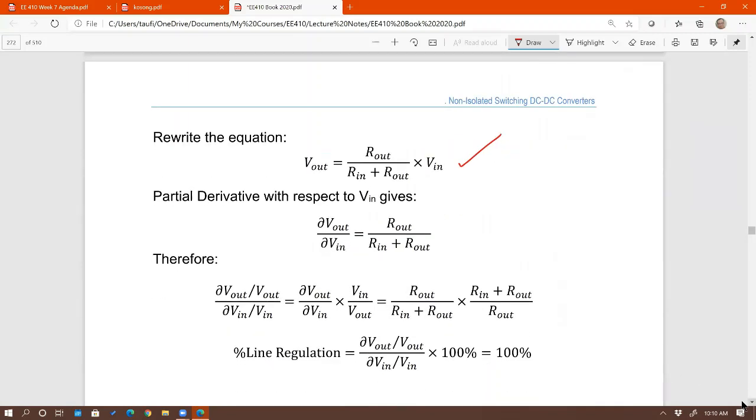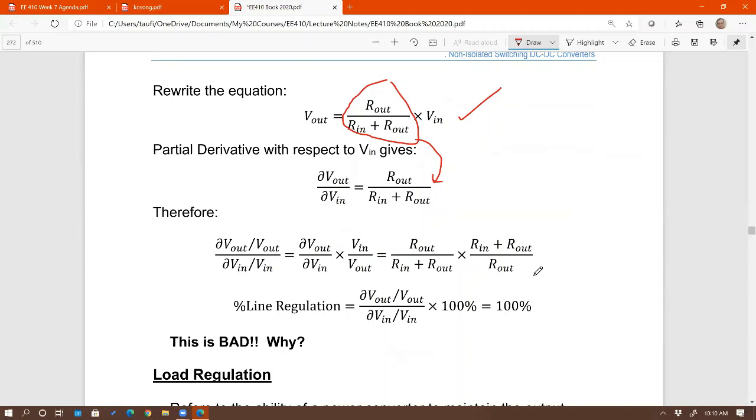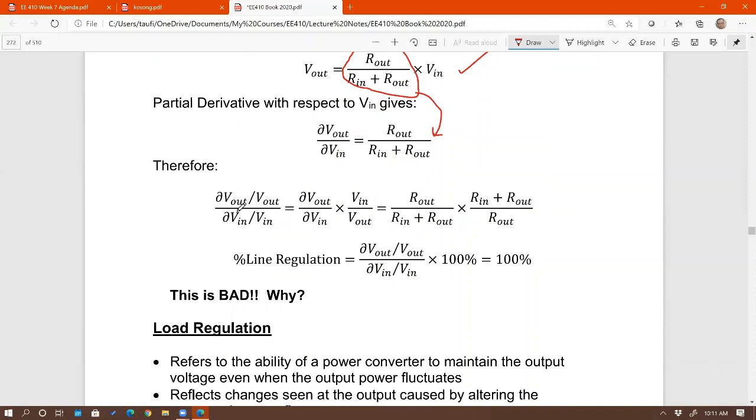And then the reason why I need this equation, because I need to take partial derivative of V out with respect to V in. Right? And so everybody should know how to do this. That's just going to be the constant. This is our constant right there. And that's why when you take partial derivative of V out with respect to V in, you get that constant. Okay. All right. And then what else do we need?